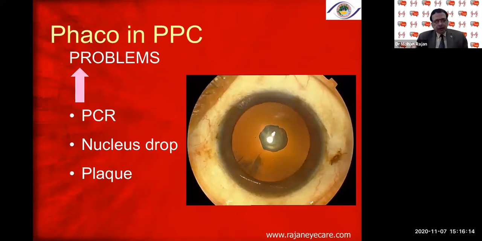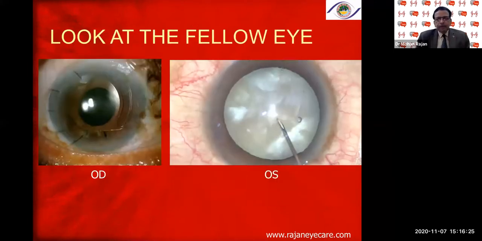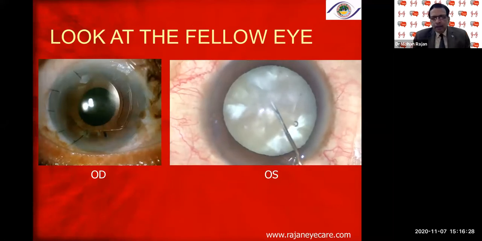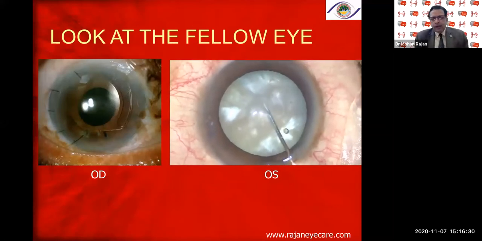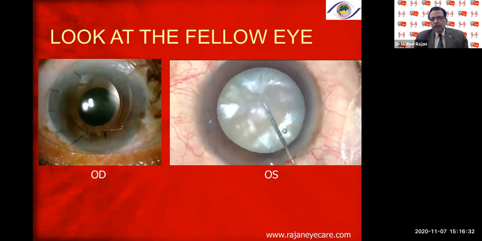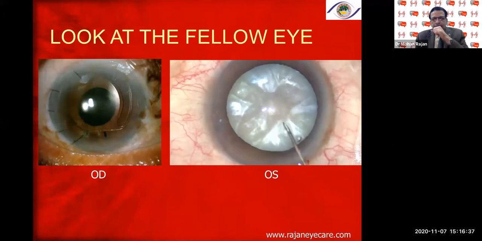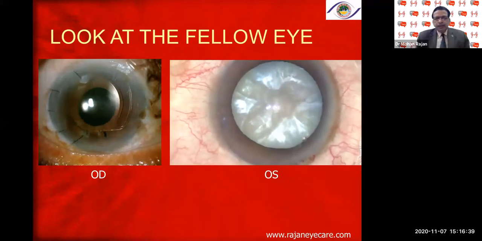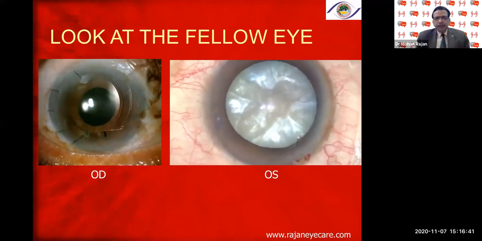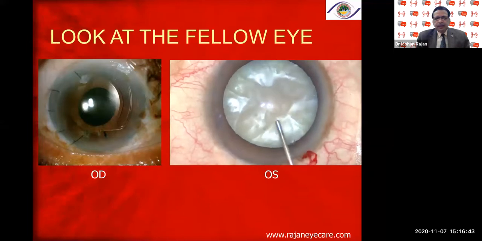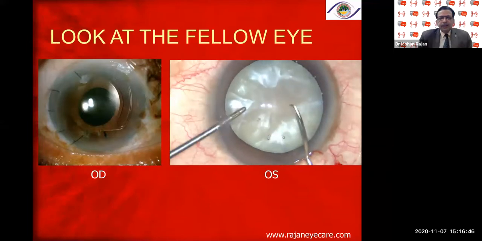Posterior polar cataract, as you know: Phaco in a posterior polar cataract has increased problems because of the pre-existing tear, increased incidence of PCR and nucleus drop, and there's a plaque on the posterior capsule, which may be difficult to remove. Whenever you see a mature cataract or a posterior polar cataract, always look at the fellow eye. If the fellow eye has an anterior chamber IOL, or a lens in the sulcus, or an iris claw lens, something like that, always suspect a posterior polar cataract and be very careful in doing hydrodissection in this case.